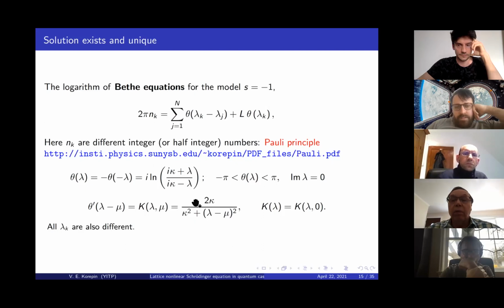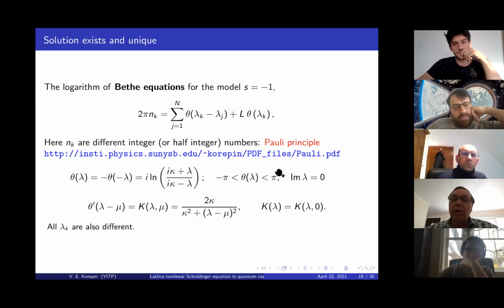Because in this case, mod numbers can be equal, right? Well, if two n's are equal, then two lambdas are equal, and then there is no such wave function. I can send you the PDF file, the paper where we prove it. It's also in my book. Last time I sent you the book. In my book, there is a chapter called Pauli principle. Do you want me to send it?